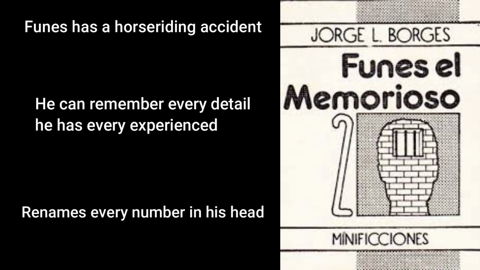So there's lots of clues in this story that they like. Of course, the main one is going to be this horse riding accident, which leads to this memory. But another clue they love to add is inventing an alternate numbering system where he gives a new name to every number, and he tries to create a system where each memory has a label in his mind.